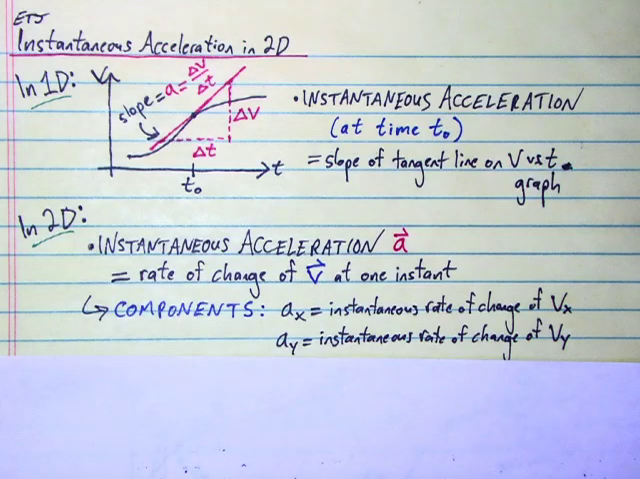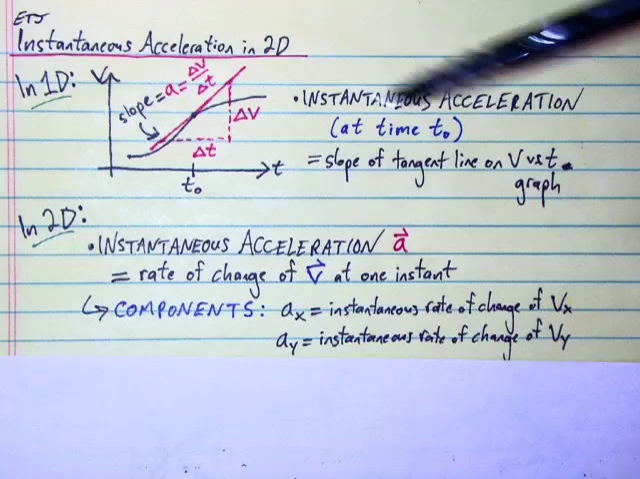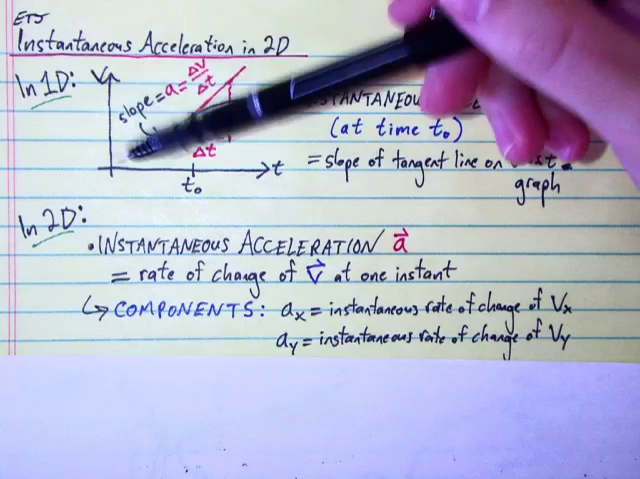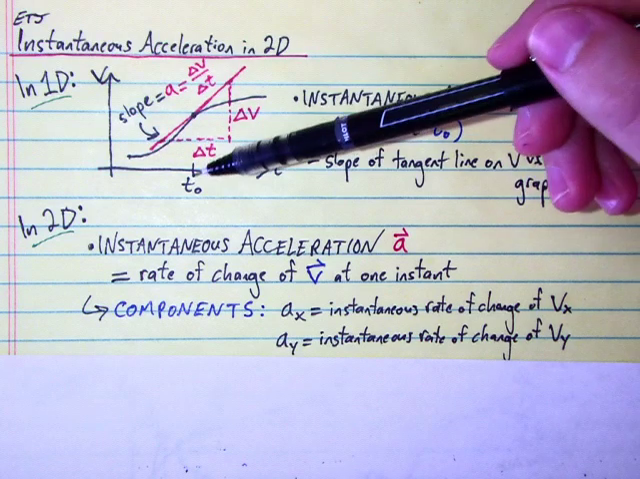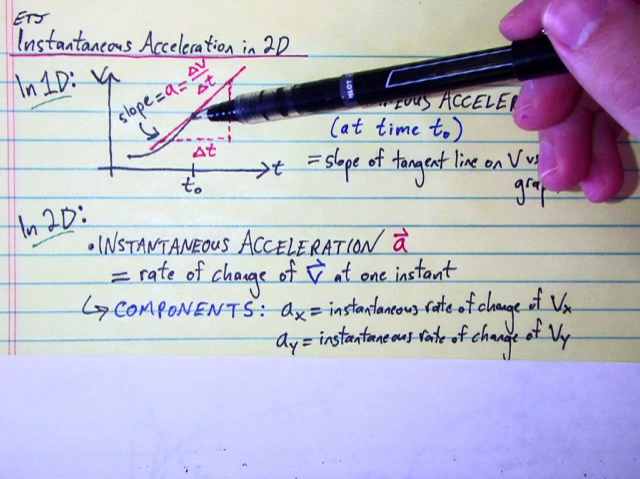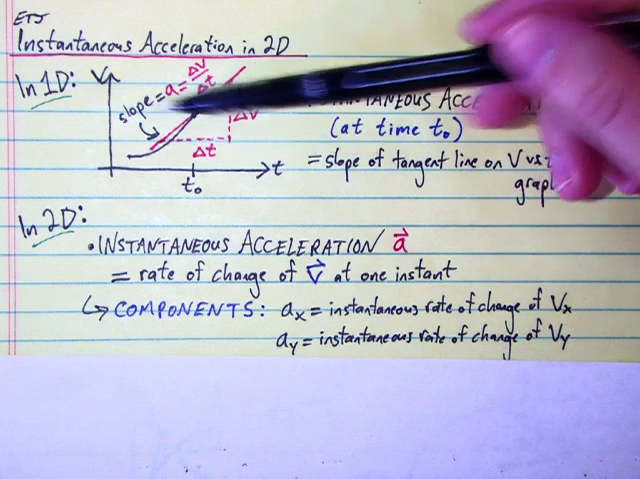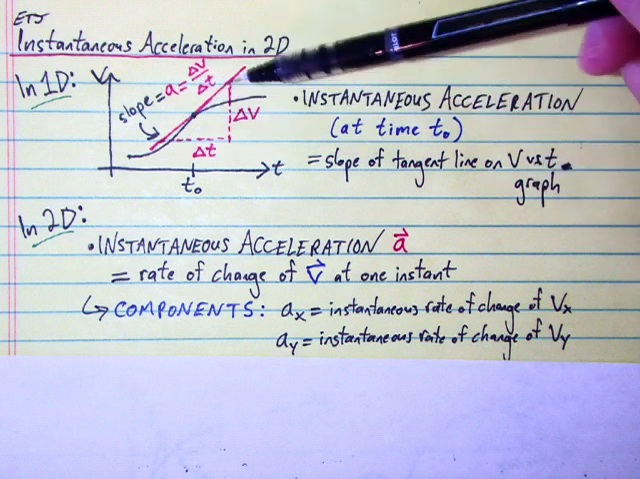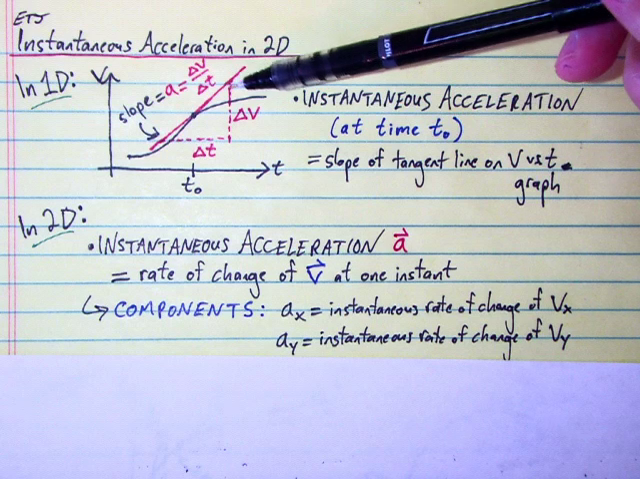For an object moving in one dimension, its instantaneous acceleration can be found by looking at a graph of its velocity versus time, and at some particular instant, we draw a tangent line to that graph, and the slope of that tangent line is delta v over delta t. The slope represents our acceleration at that one instant.